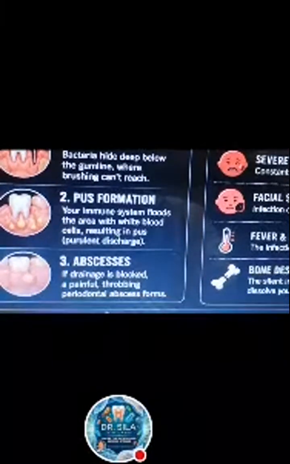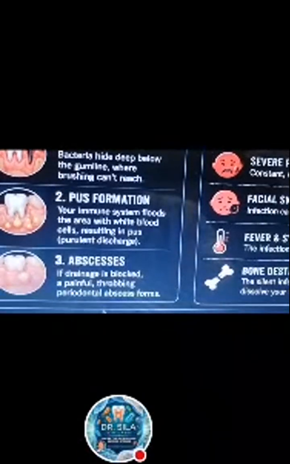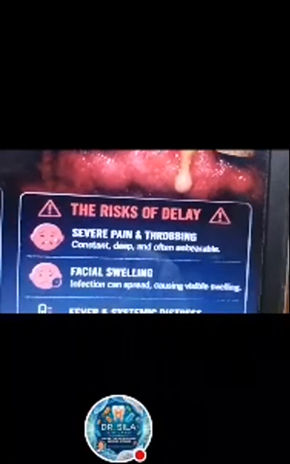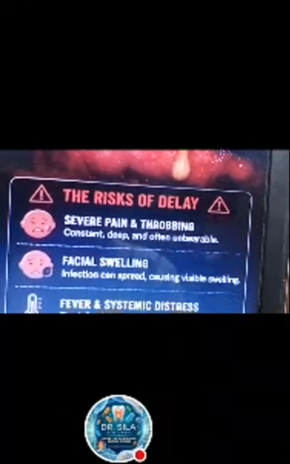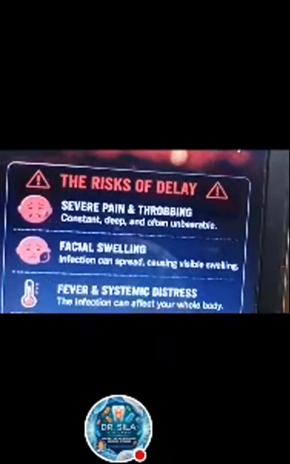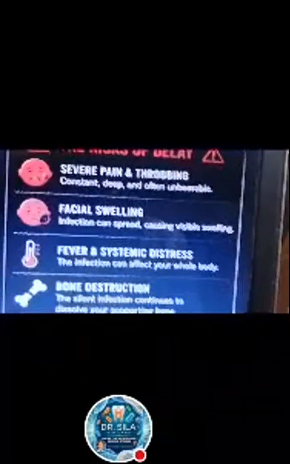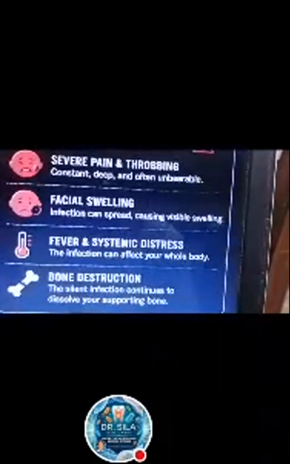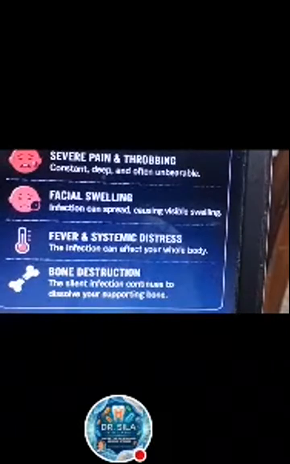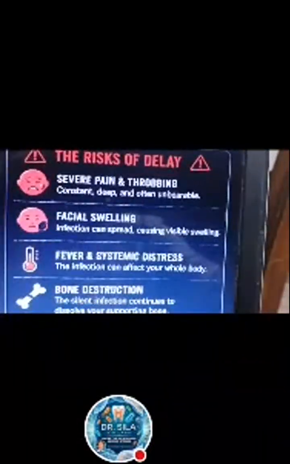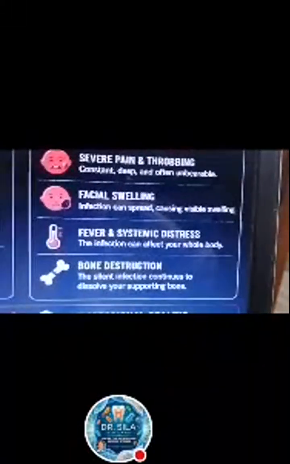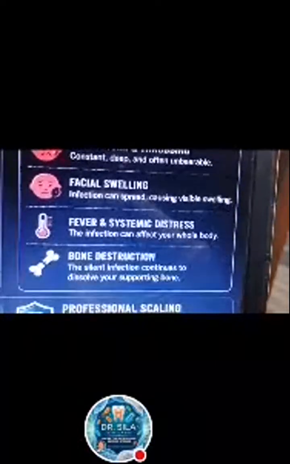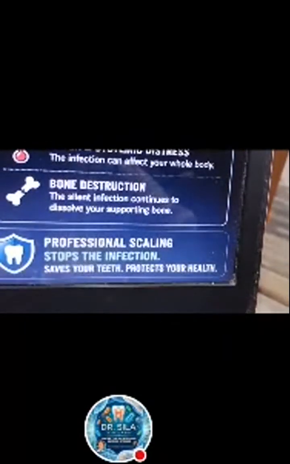Abscess: if drainage is blocked, a throbbing, painful periodontal abscess forms. The risk of delay is severe pain, throbbing, constant, deep, and often unbearable. Facial swelling: infection can spread, causing visible swelling, fever, and systemic distress, and bone destruction of course. The silent infection continues to dissolve the supporting bone. So delaying scaling out of fear of losing teeth only allows the silent infection to dissolve your bone. Professional scaling stops the infection, saves your teeth, and protects your health.